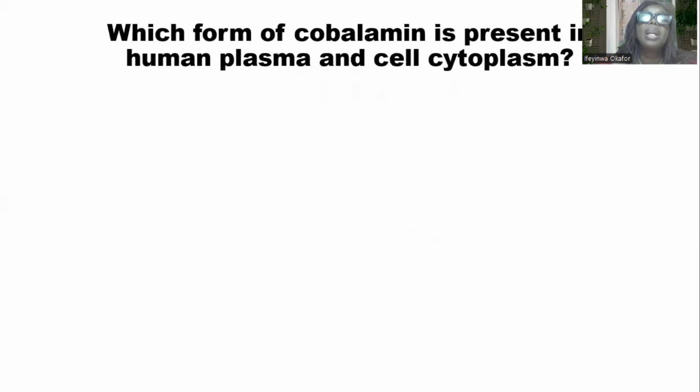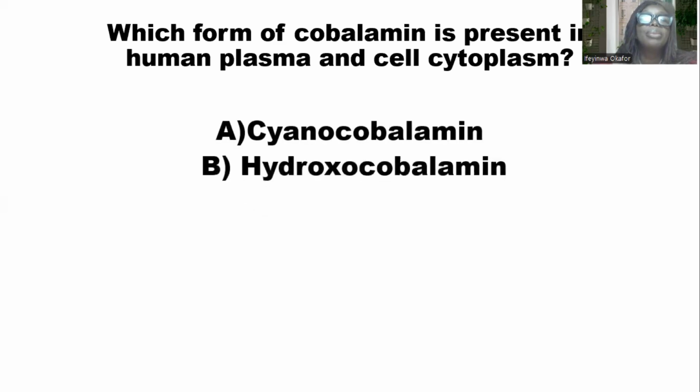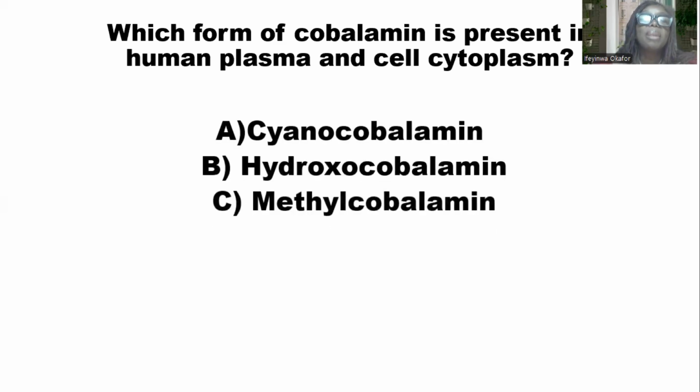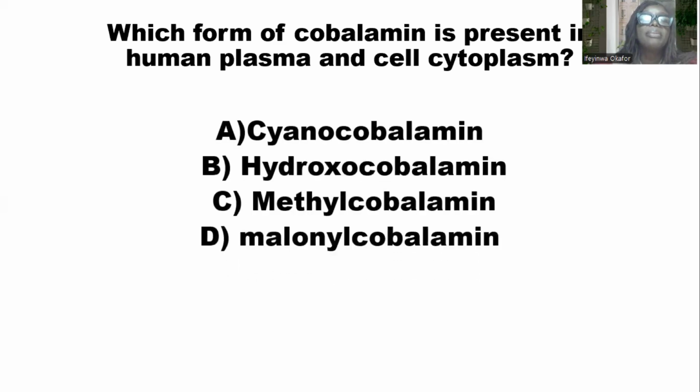Which form of cobalamin is present in human plasma and cell cytoplasm? We have cyanocobalamin, hydroxycobalamin, methylcobalamin, malonyl-cobalamin, and the answer is C, methylcobalamin.